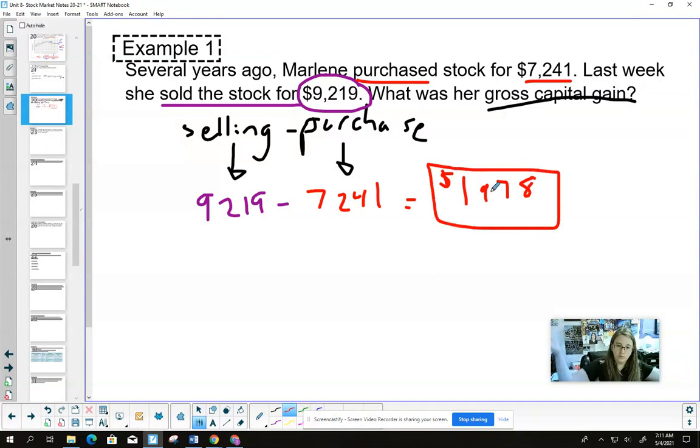So this is talking about the total. If that was the price of all of the stock that she owned, now it's worth this much. That is gross capital gain because it's positive, and again, there's going to be some fees involved with buying and selling stock. We're going to talk about that in the next lesson.